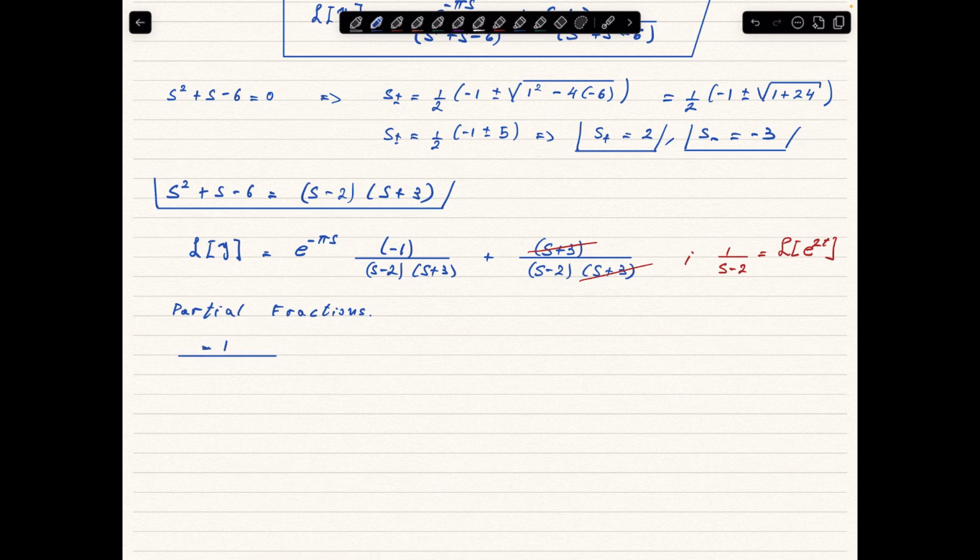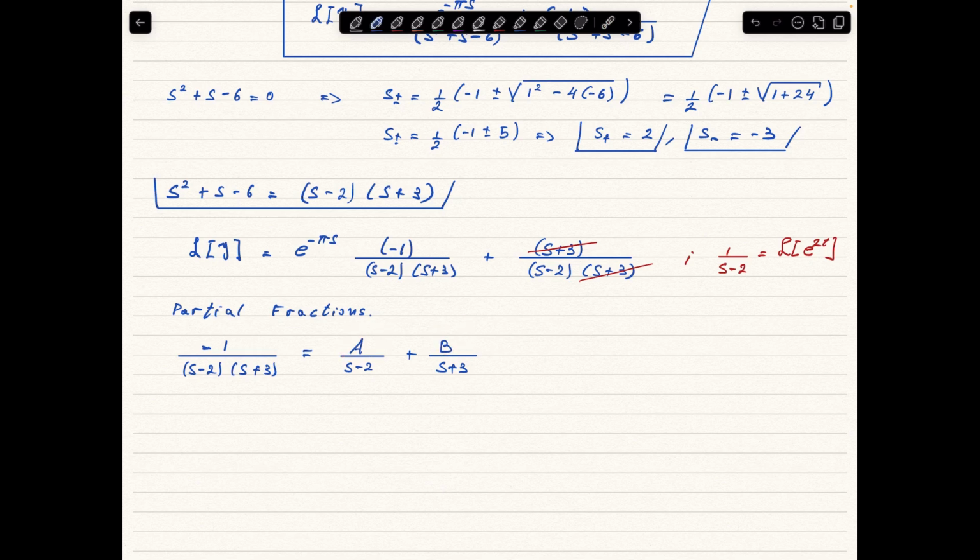So what we have is that negative 1 over (s minus 2)(s plus 3) is an addition of simpler rational functions, and when the denominator has this form, we know that the rational functions are going to be a constant over the first factor plus a constant over the second factor. So how do we find the constants?